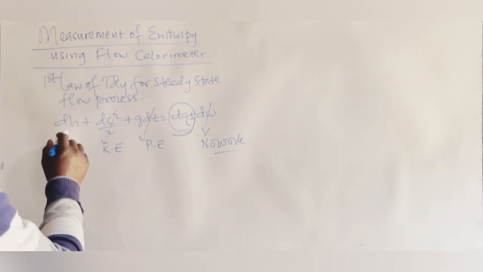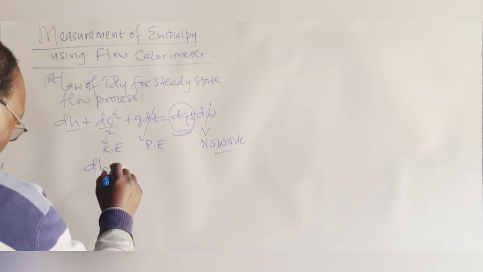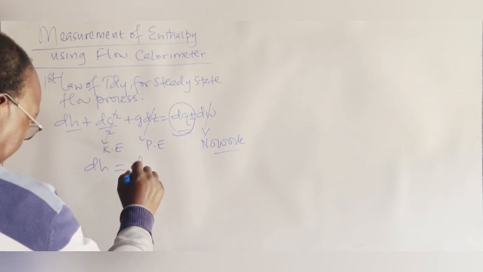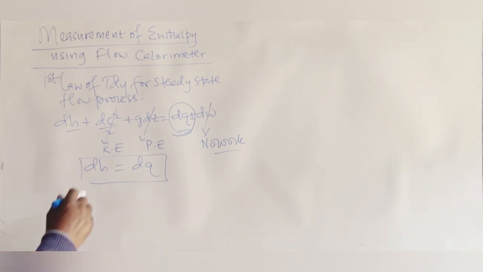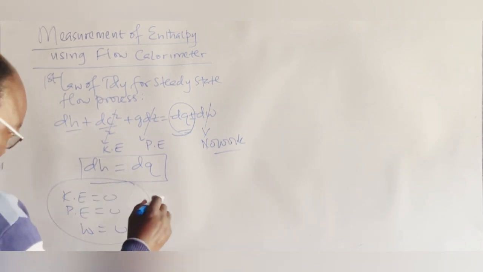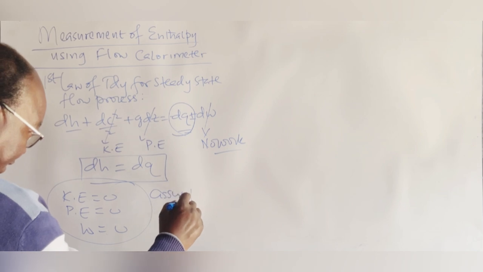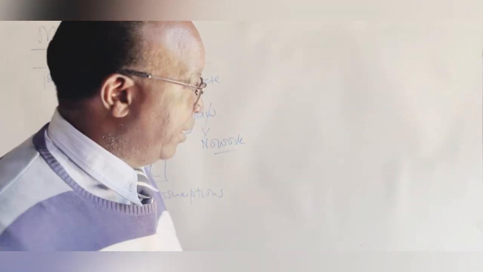So we are saying that dH will be simply equal to dq. I repeat, we are assuming that potential energy is zero or insignificant. We are assuming there will be no changes in elevation, so that will also be zero. And we are assuming that there's no work. Those are the assumptions which we are making in our efforts to determine or measure the enthalpy values.